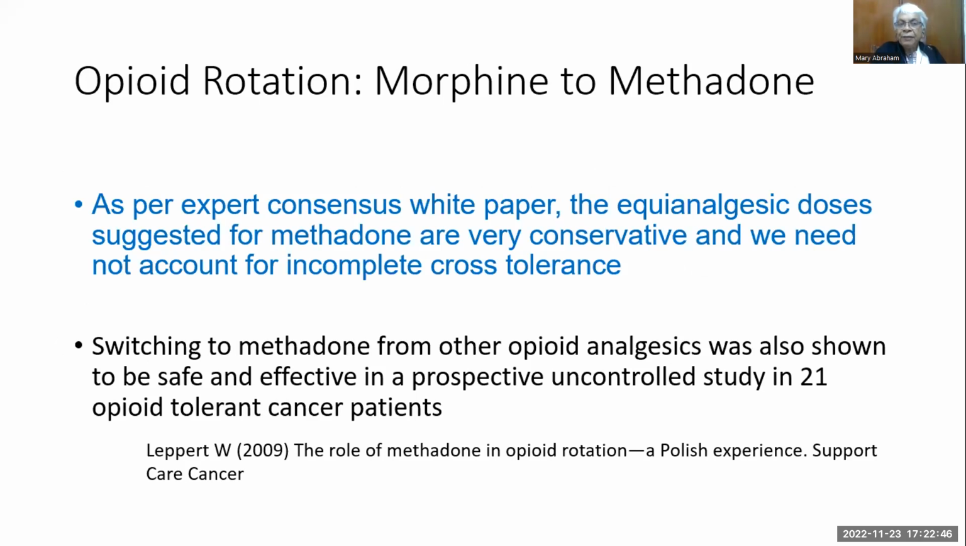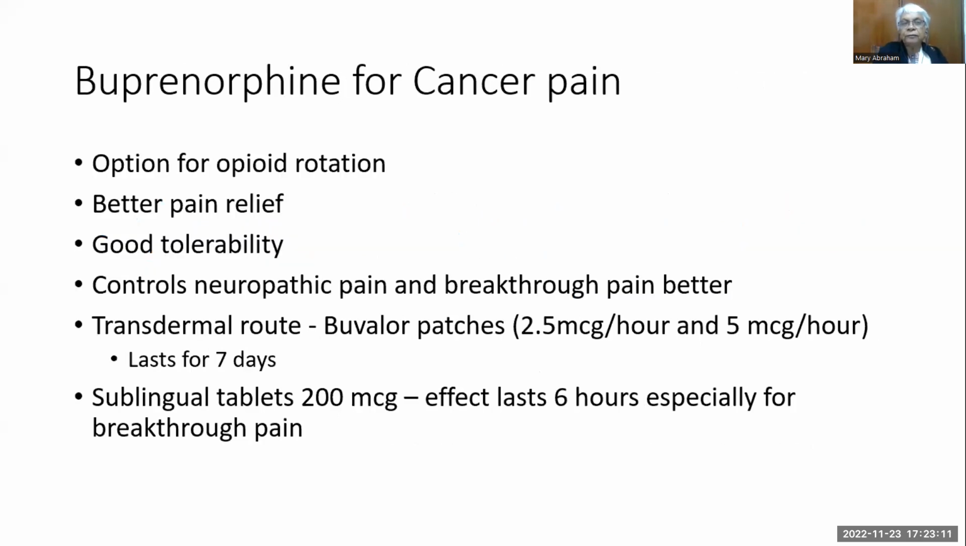So, as per the expert consensus white paper, the equianalgesic doses suggested for methadone are very conservative. So, we need not reduce it to account for incomplete cross tolerance, like I mentioned about how we reduce a drug in patients with well-controlled pain and poorly controlled pain. But in case of switching to methadone, we don't need to do that reduction.